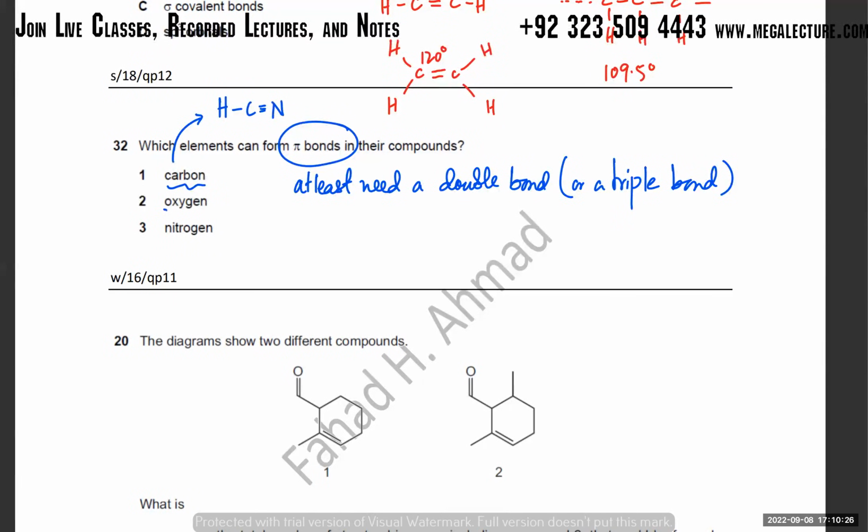Oxygen can form pi bonds. Why? Because it can form double bonds as well. Nitrogen can also form pi bonds because it can form a triple bond. ठीक है, ये clear है?